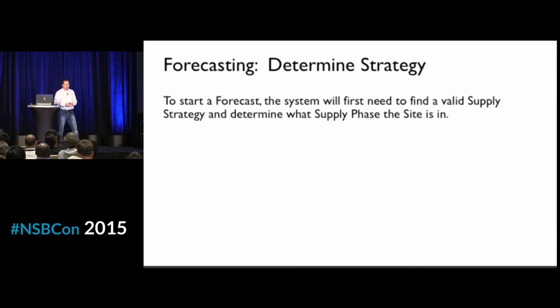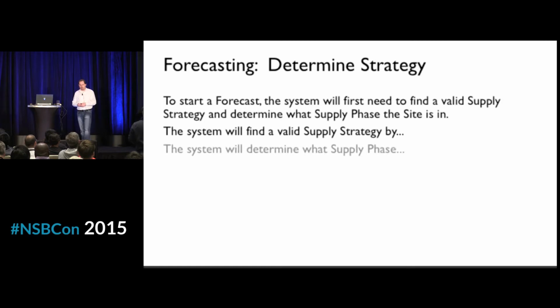To start a forecast, the system will first need to find a valid supply strategy and determine what supply phase the site is in. Taking this high-level requirement and breaking into two parts, the first part, the system will find a valid supply strategy by, then the second part, the system will determine what supply phase the site is in.